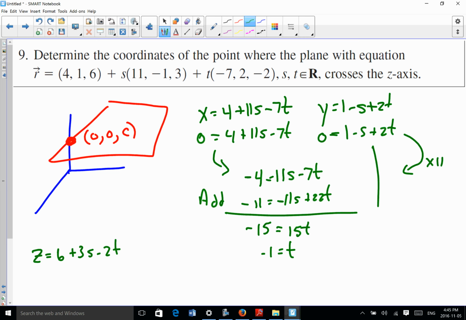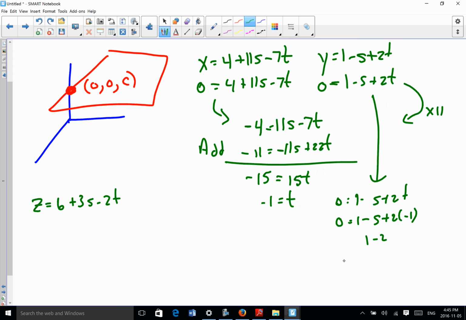So let's go back to this one: 1 minus s plus 2t. What do I know? Well, I don't know s, but t is negative 1, which means I can solve that, and I'll get 1 minus 2. Or in other words, s is negative 1. That's disappeared. Okay, so now I've got s and I've got t.